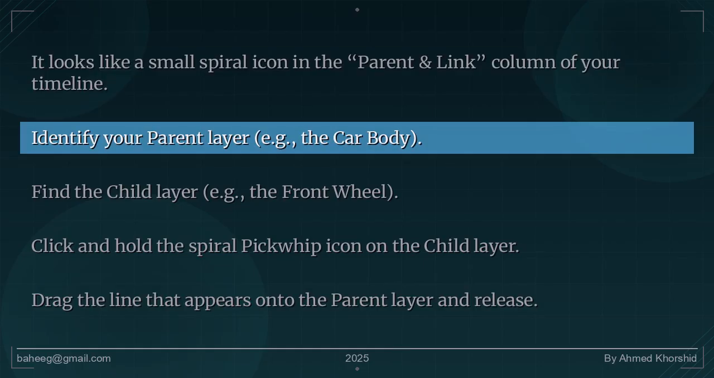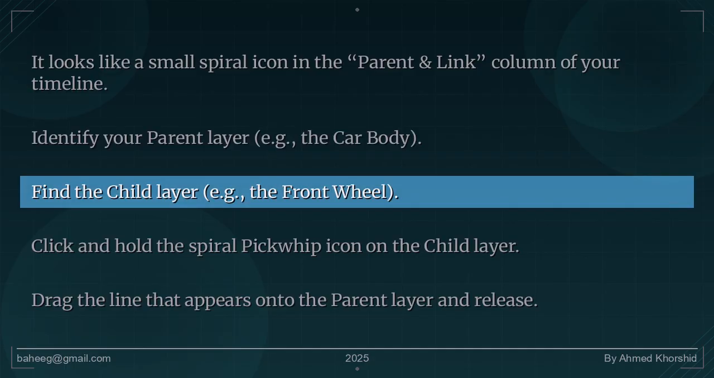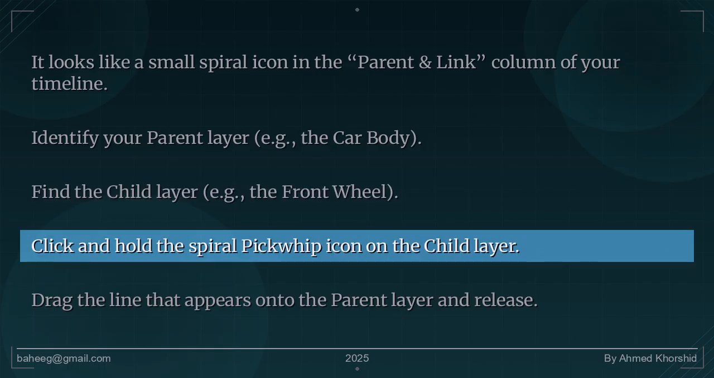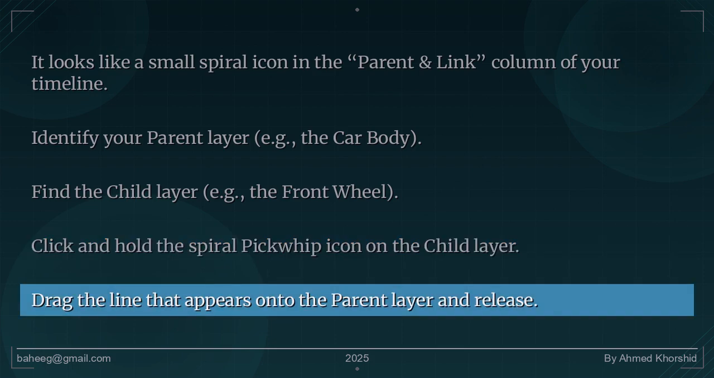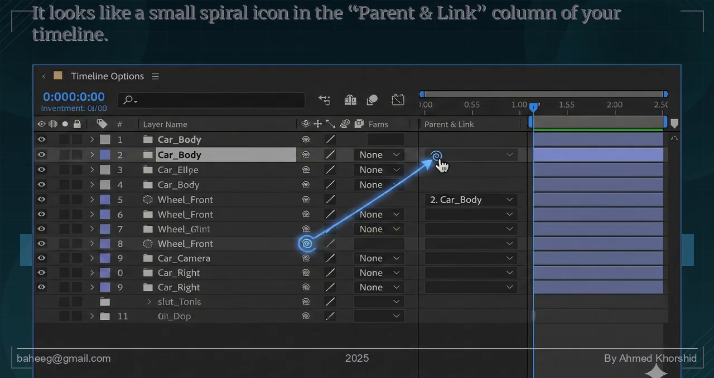Identify your parent layer, e.g., the car body. Find the child layer, e.g., the front wheel. Click and hold the spiral pick whip icon on the child layer. Drag the line that appears onto the parent layer and release.